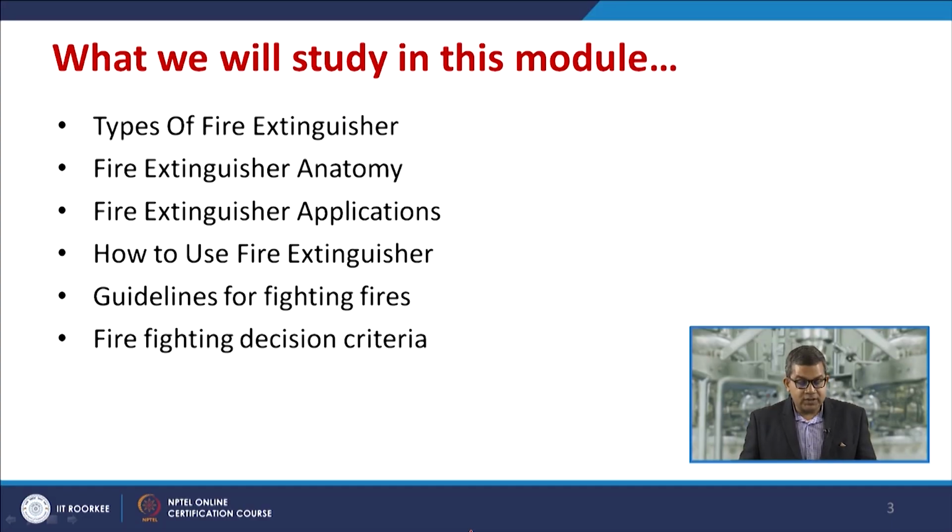Now, in this particular module, we will discuss the remaining part of fire extinguishers. What is the fire extinguisher anatomy, so that you can be aware of how to use it at the appropriate place and when it should be used. What are the different fire extinguisher applications, how to use the fire extinguisher in a proper manner, what are the guidelines for fighting fires, and firefighting decision criteria.